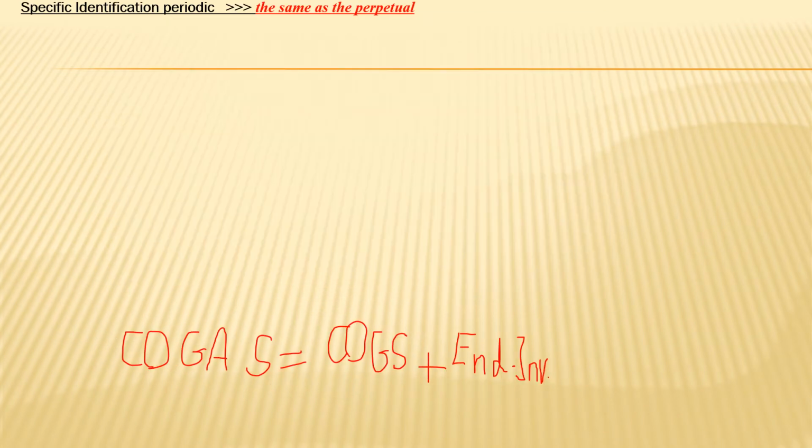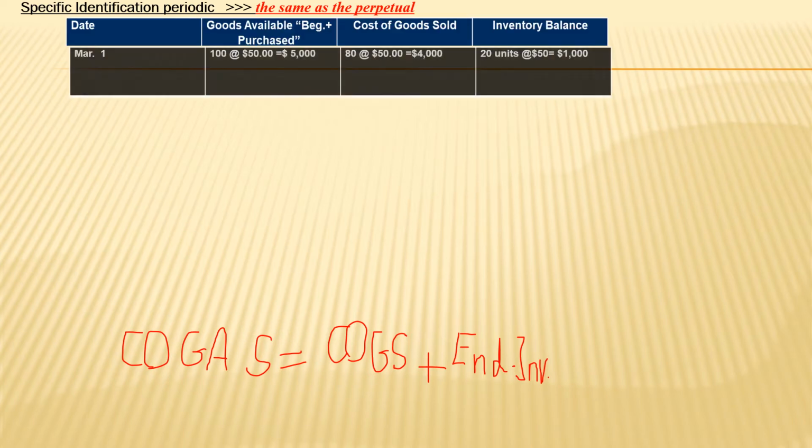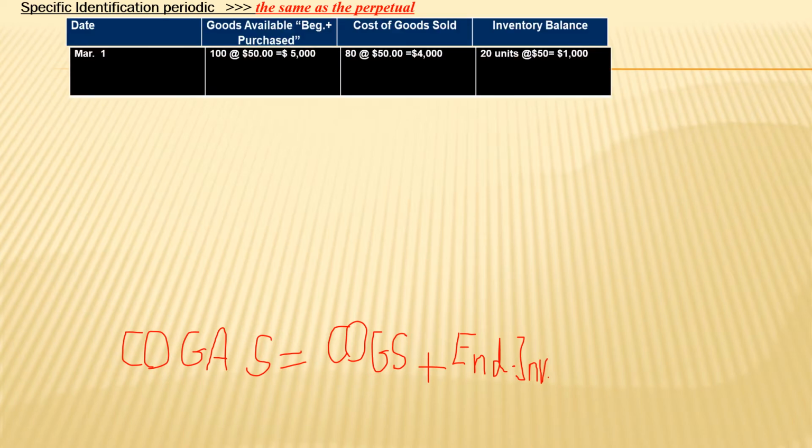Moving for the specific identification under the periodic, as I told you at the beginning, it is the same as the perpetual, no difference at all. No difference if the information was as it is. However, here the information is different although we will arrive at the end with the same numbers concerning the total, whether cost of goods sold, cost of ending inventory, and of course the total number is here.